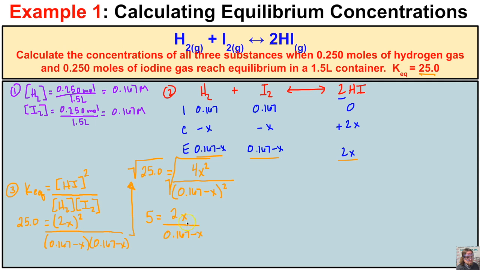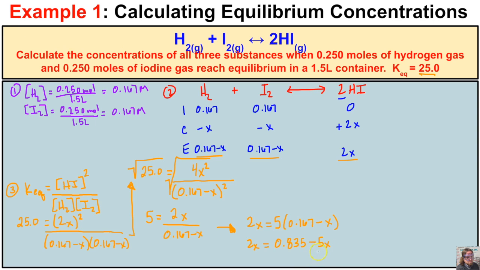So let's go ahead and break this down and solve for x. We're going to cross multiply here. And when we cross multiply, what we're going to end up with is 2x equaling 5 times 0.167 minus x. So 2x is going to equal 0.835 minus 5x.